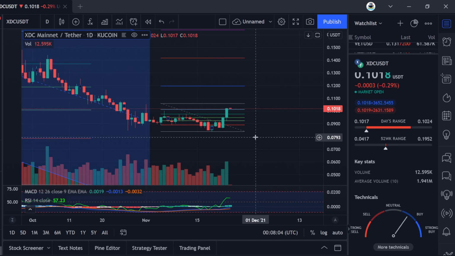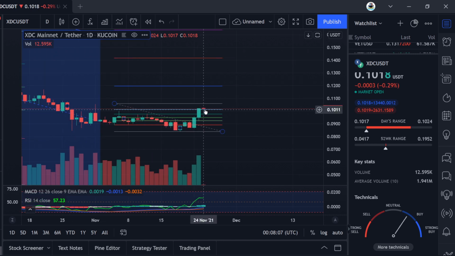So let's see how this plays out in the next couple of days. Like I said, if we can get 10 cents as a support line, I think we can push this up quicker than anticipated. But we never know with this space.